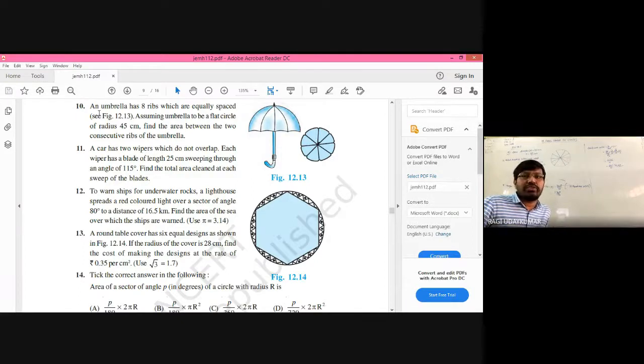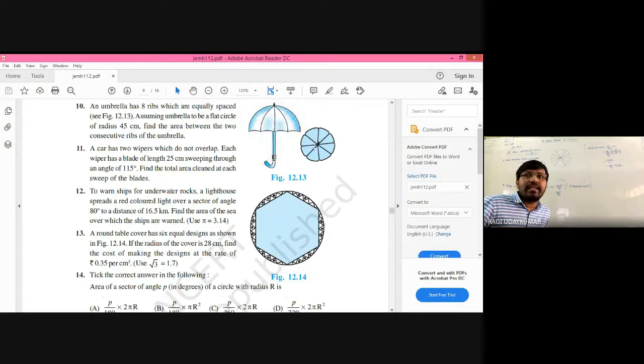See, the 10th question is given to you: an umbrella has 8 ribs which are equally spaced. Assuming the umbrella is a flat circle of radius 45 centimeters. Look at the figure given to you here. Is it visible to you? You have to assume it as a flat circle. Find the area between the two consecutive ribs of the umbrella.